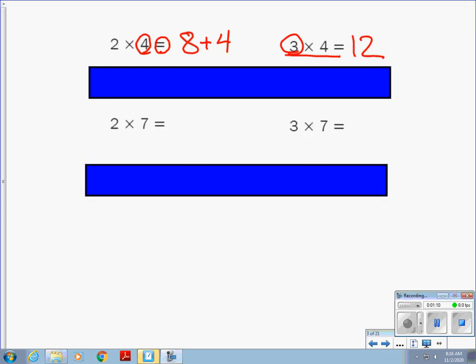All right, let's look at the next one. 2 times 7, just double this factor, gives us 14. We have 3 times 7. We're going to add one more group of 7. So 3 times 7 equals 21.